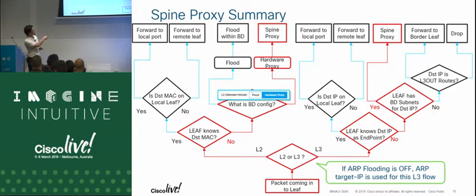So for the L2 traffic, packet comes in and it's L2 traffic. So we check the destination MAC in the endpoint table, and then we decide to do flood or spine proxy based on this option, right? Then if it's layer 3 or the unicast routing is off, then we follow this right direction.